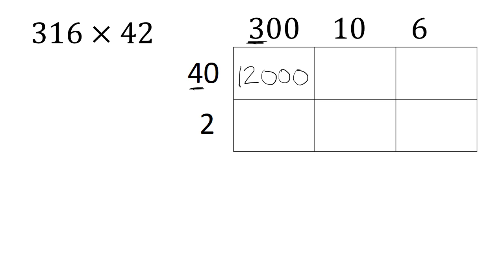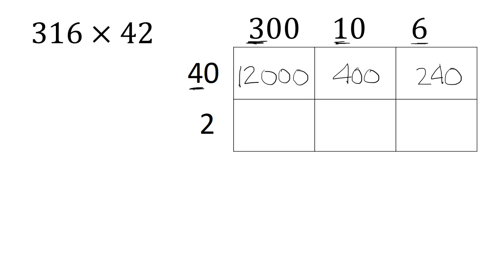Next, I move to the right in that first row. I now am taking 40 times 10. 40 times 10 is 400. So we go ahead and fill in that cell of the grid. And then moving to the right again, now we have 40 times 6, which is 240.